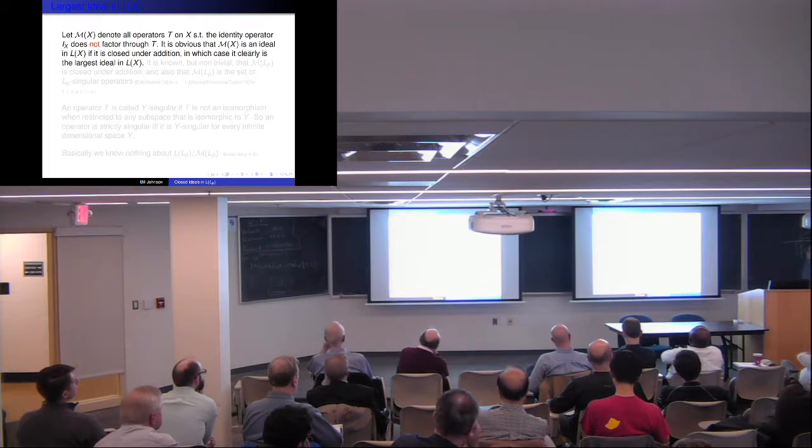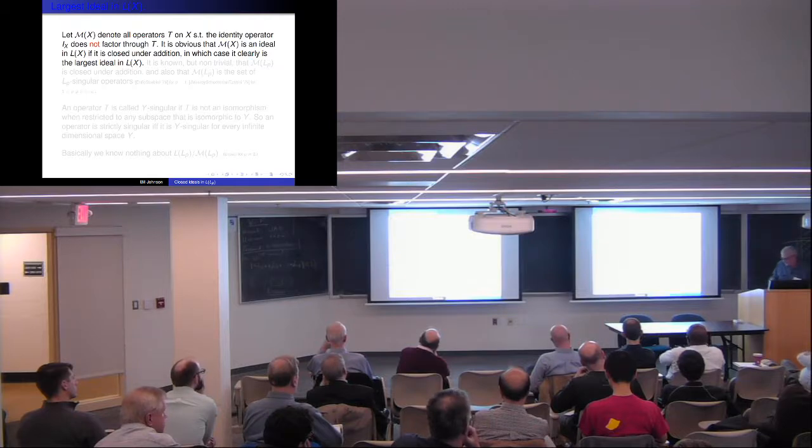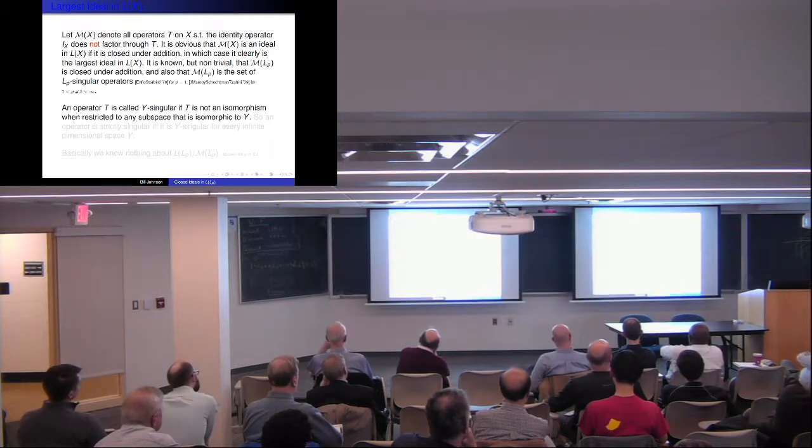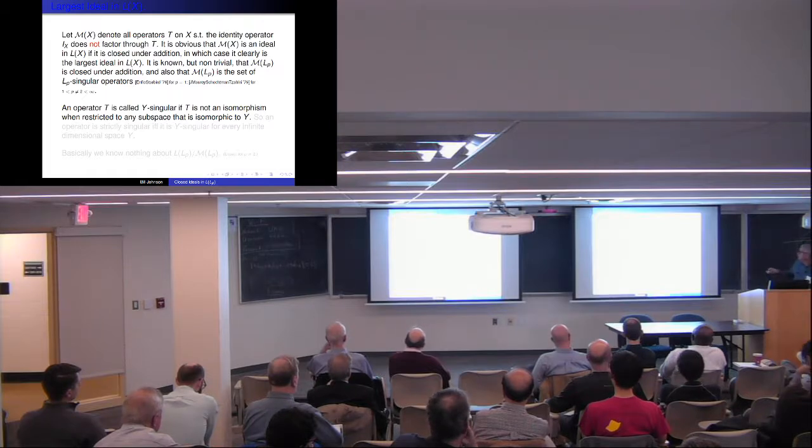But if it is closed under addition, then it's an ideal, and it's clearly the largest ideal, because any operator not in there has the identity factoring through the operator, and so you get the identity in the ideal, so you get everything in the ideal, right? So it's not a proper ideal. Now, it turns out that when you look at the LP spaces, M of X is closed under addition, and you can even say more about it. This was proved by Enflo, Starbird for p equals 1 and Maurey, Schechtman, Friedland, myself for the other values of p way back in the 1970s.